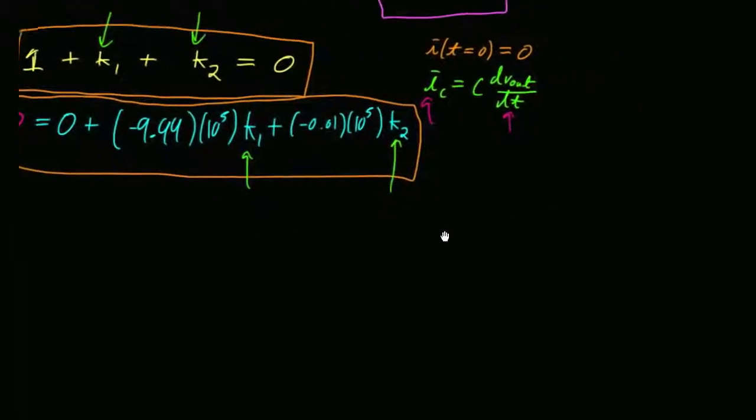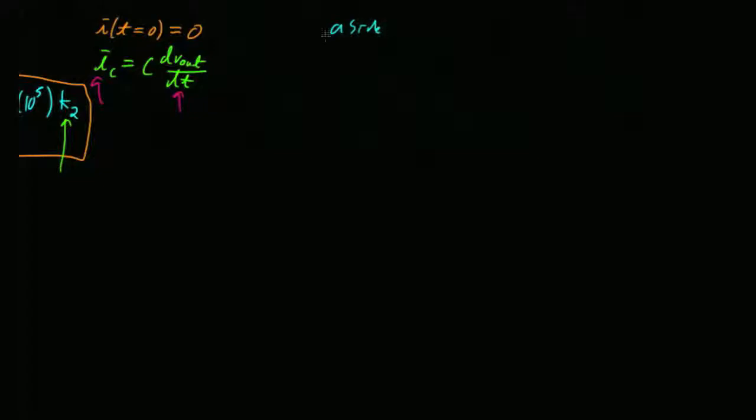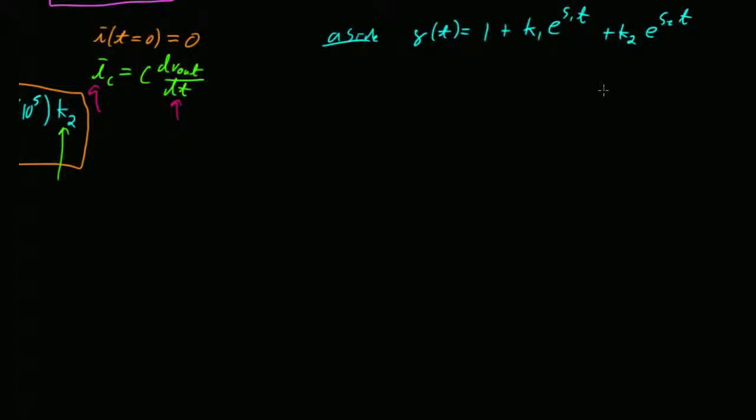Let me assume that y of t was 1 plus k1 e to the s1t plus k2 e to the s2t. So basically exactly what we had before, but instead of sticking in numbers for s, I'm just going to leave them as s1 and s2. Because your step response is always going to have that form, so I'm just doing a general solution. The first initial condition told me that 0 equals 1 plus k1 plus k2. That's what I got by setting my initial condition for y to 0.